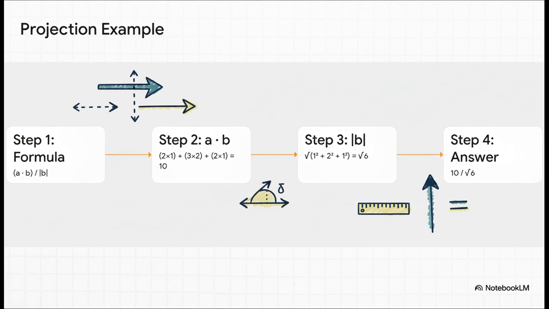Let's look at a classic exam question. Find the projection of vector A onto vector B. Step 1 is always the formula. A dot B, all divided by the magnitude of B. For step 2, we just calculate that dot product, and we get 10. Easy. Step 3, we find the magnitude of B, which is root 6. So our final answer in step 4 is just 10 divided by the square root of 6. See, it's just a simple process.